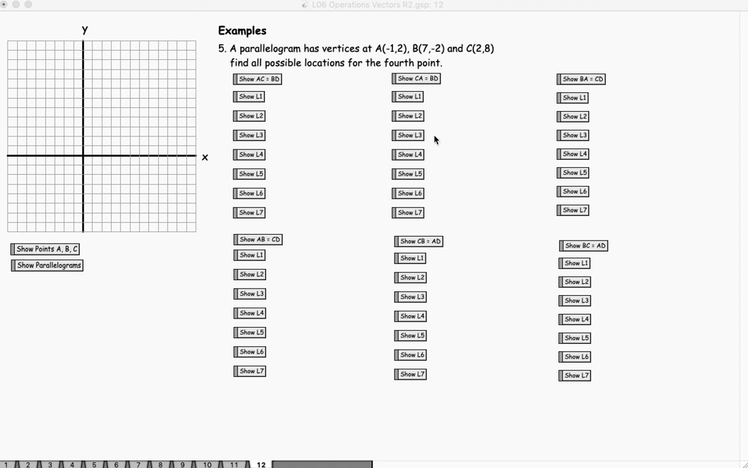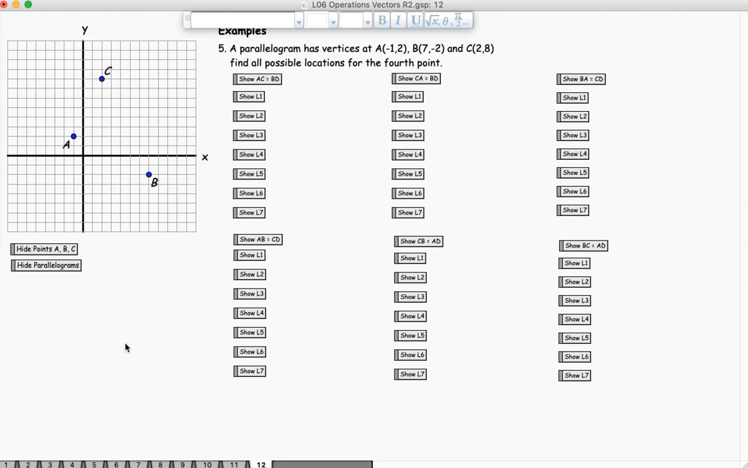If this were a test question, I would recommend you start by plotting the points. Negative 1, 2, plot 7, negative 2, plot 2, 8, and just see where that gets you. So we'll plot those points. There we are. Now, if it is a parallelogram, what does that mean? Lots of possibilities. I could translate B so that it heads in the same direction as AC.